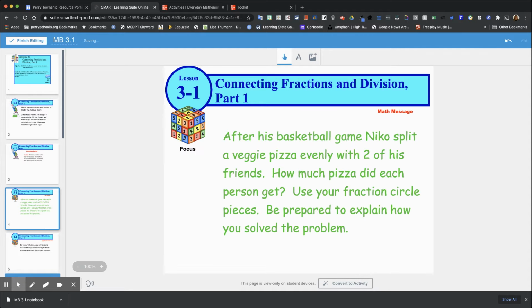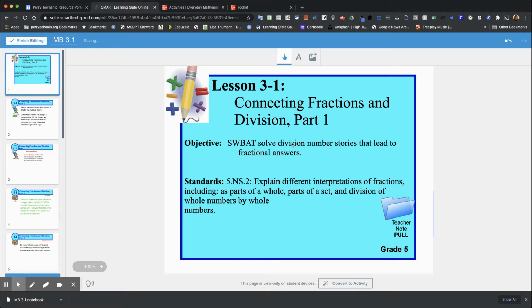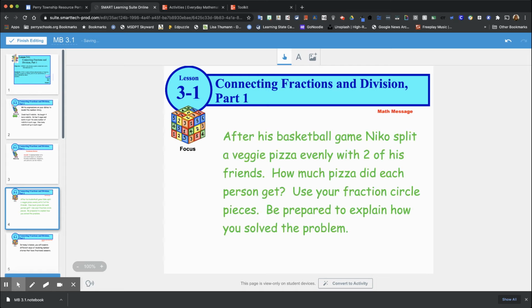So let's take a look at the math message for this one. Again, just a reminder, we're working on solving division number stories, and they're going to lead to a fractional answer. After his basketball game, Nico split a veggie pizza evenly with 2 of his friends. How much pizza did each person get? So you can use your fraction circle pieces and be prepared to explain how you solve the problem.